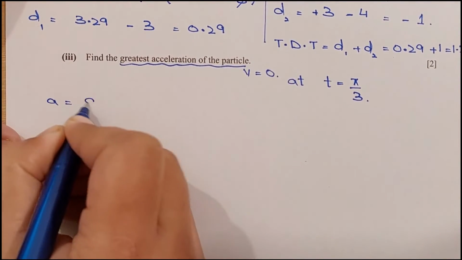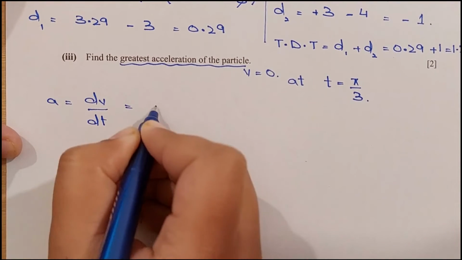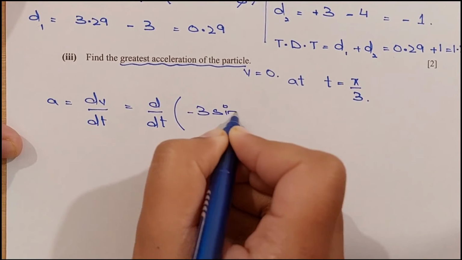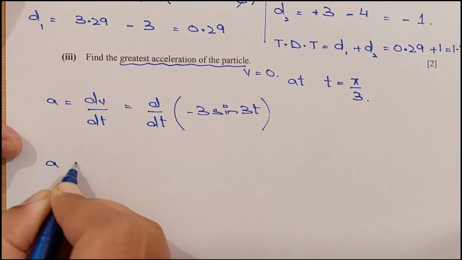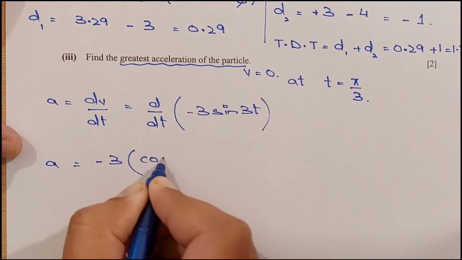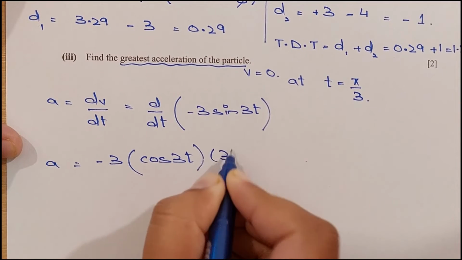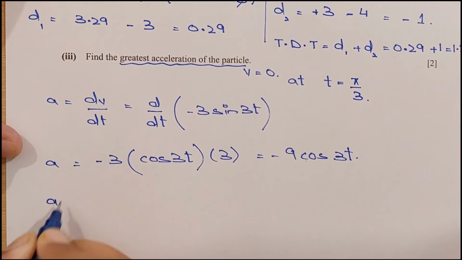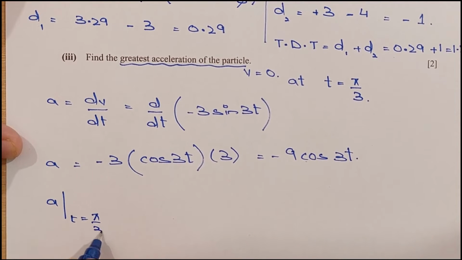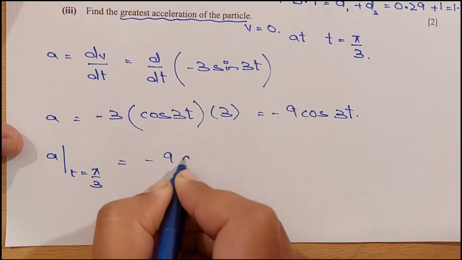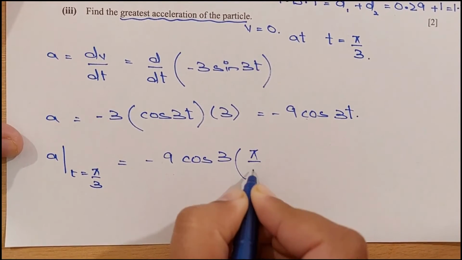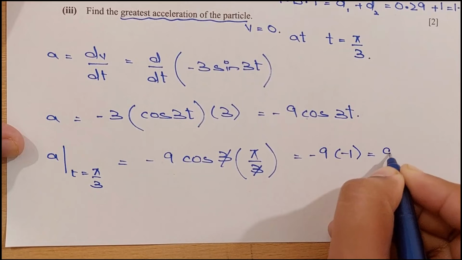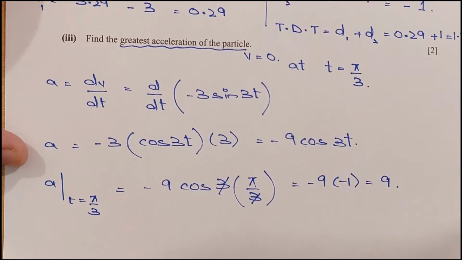The acceleration is the derivative of velocity with respect to time. The derivative of v, which is minus 3 sine 3t, is negative 3 times the derivative of sine, which is cos 3t times 3, so this is negative 9 cos 3t. At t equals pi by 3, acceleration is negative 9 cos 3 pi by 3. We cancel the 3, and cos pi is minus 1, so minus 9 times minus 1 equals 9. This is the greatest acceleration of the particle.